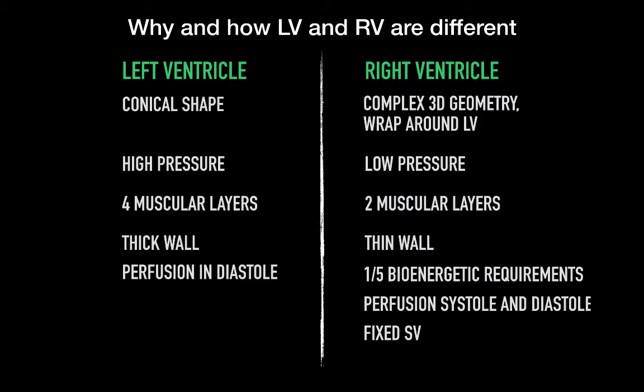Well, in fact, the LV is conical, has 4 muscular layers, can withstand high pressures, again has relatively thick walls, and perfusion only in diastole. The RV, in contrast, has a more complicated 3D geometry, wrapped around the LV, acting as a low-pressure circuit with 2 muscular layers, and largely longitudinal and circumferential muscle. It has a thin wall and has much less bioenergetic requirements, in fact, about a fifth of the LV. Perfusion is in systole and diastole, and importantly, the stroke volume is fixed.